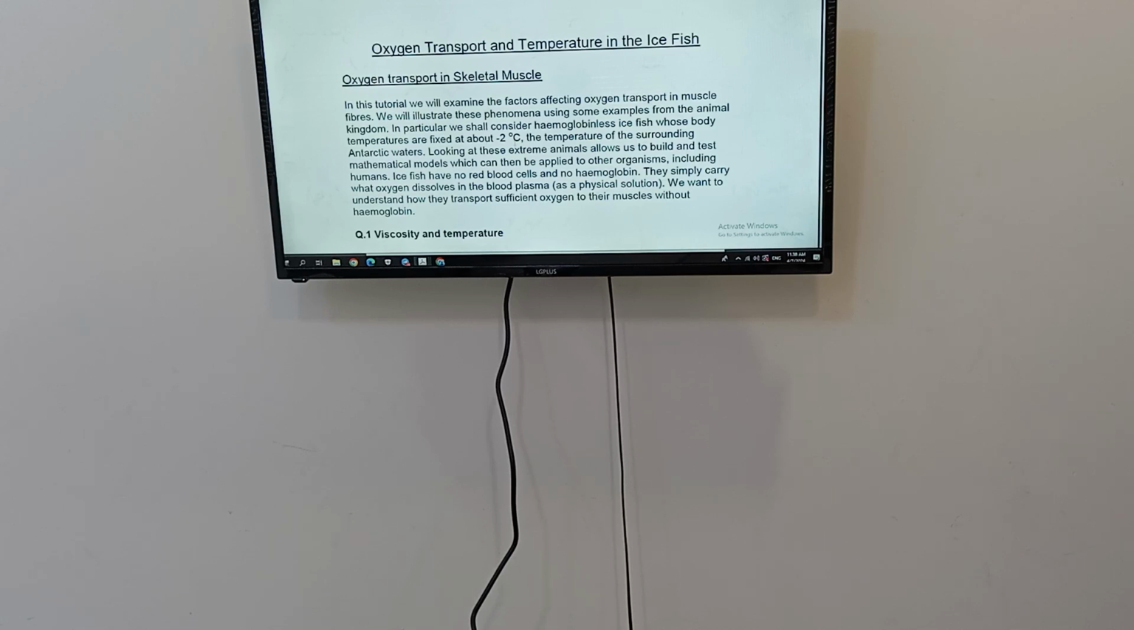The hemoglobinless ice fish has a fixed temperature of negative 2 centigrade, the temperature of the surrounding Antarctic waters. Looking at these extreme animals allows us to build and test mathematical models which can be applied to other organisms, including humans. Ice fish have no RBCs and no hemoglobin. They simply carry what oxygen dissolves in the blood plasma as a physical solution. We want to understand how they transfer sufficient oxygen to their muscle without hemoglobin.